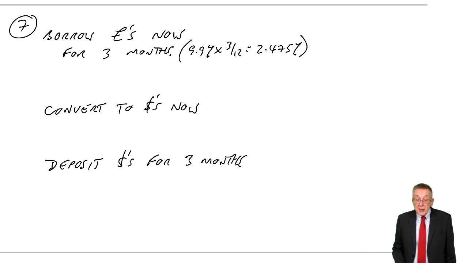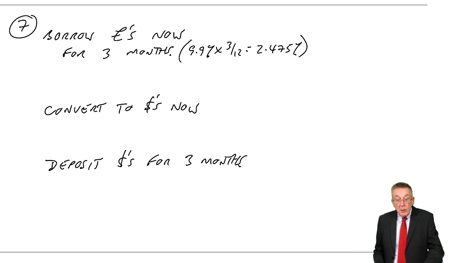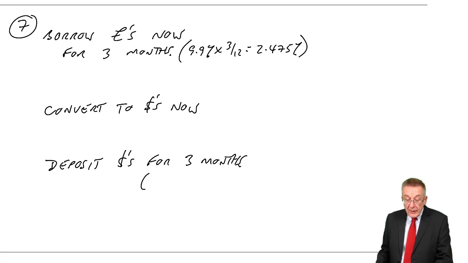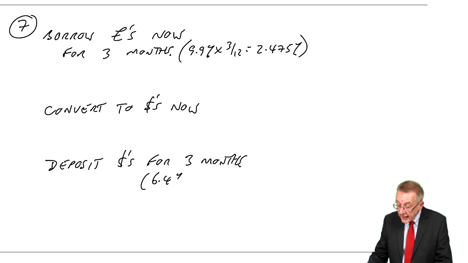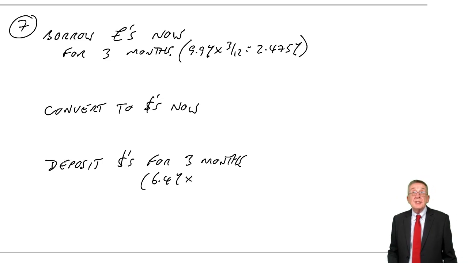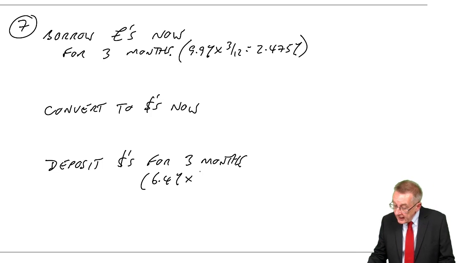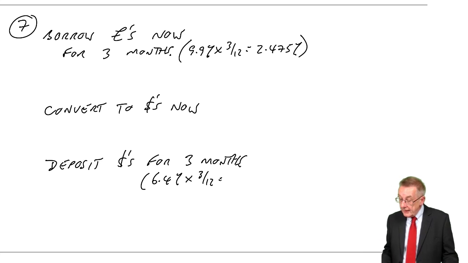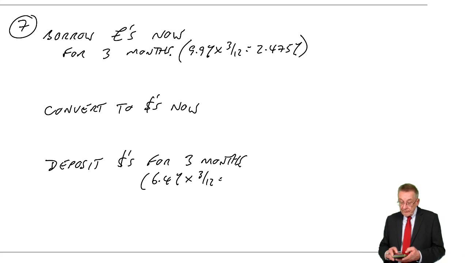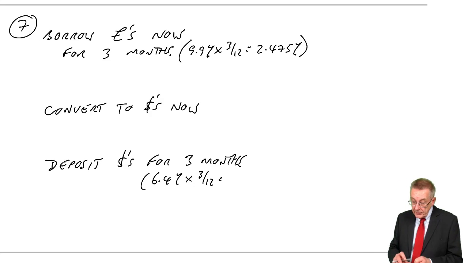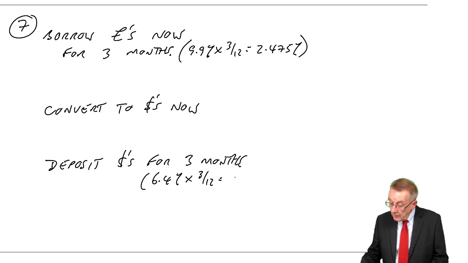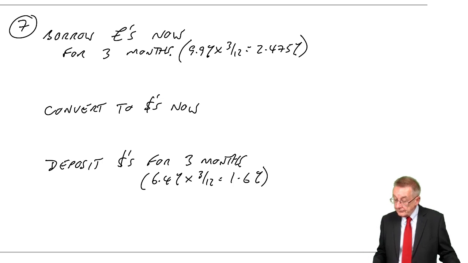Later, we're going to deposit dollars for 3 months. Well, the interest for depositing is 6.4%, but as I've kept saying, that's the yearly rate. If we're depositing for 3 months, it'll simply be 3/12. That'll be the interest we get. 6.4 multiplied by 3/12 is 1.6%.